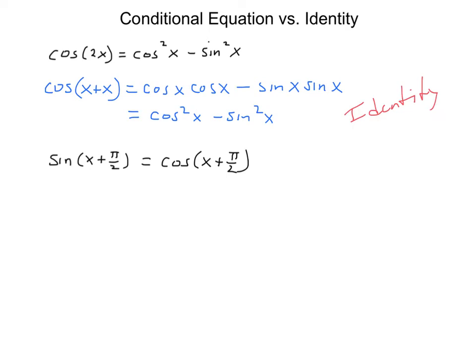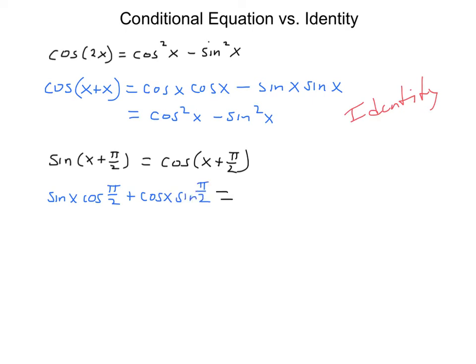On the second one here, I have the sine of x plus pi over 2 equals the cosine of x plus pi over 2. What I'm going to do is use the cosine and sine sum formulas to rewrite both sides. On the left, the sine of x plus pi over 2, by the sine sum formula, is sine of x cosine pi over 2 plus cosine x sine pi over 2.